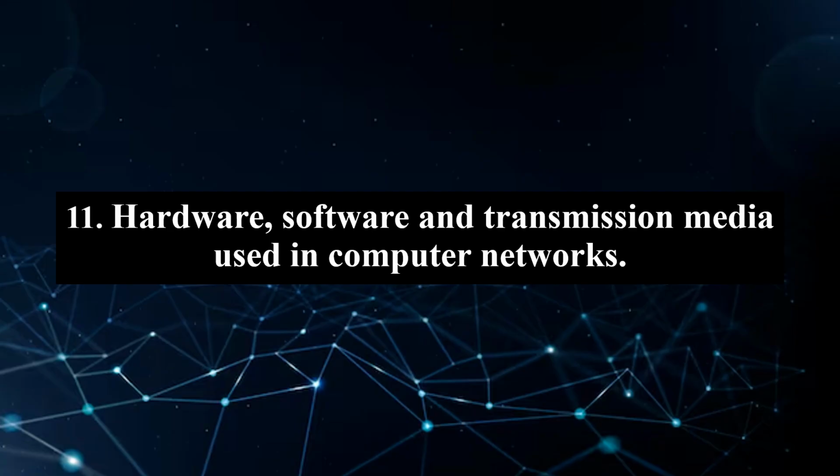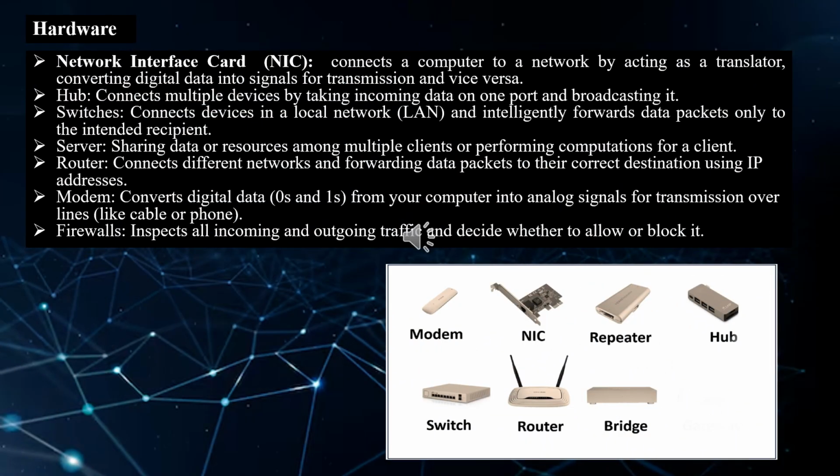Computer networks use hardware, software, and transmission media to enable communication. Together, they allow data to be sent and received between devices. Now we'll see how hardware is used in computer networks.